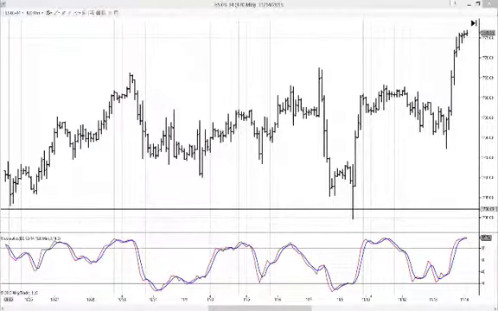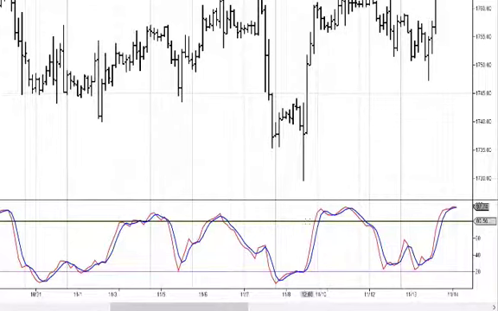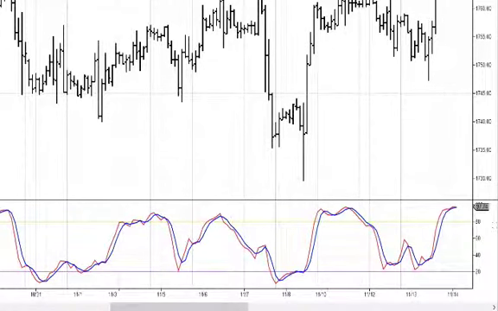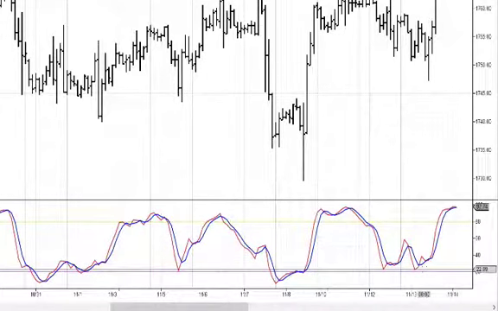When the stochastic goes above the 80 area, which is this line that you have right here, if you go to the right, you'll see 80. When it goes above the 80 area, it indicates that the market is in the overbought zone. When it comes below the 20 area, it indicates that it's in an oversold zone. The 20 area is the other line that you have right here. You see on the right, it says 20.